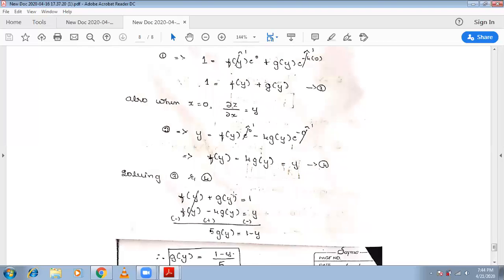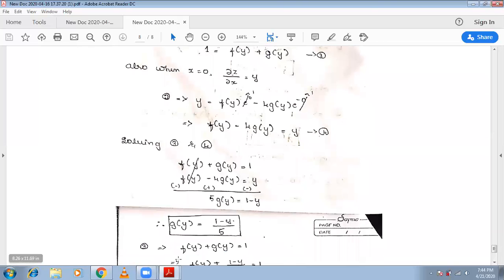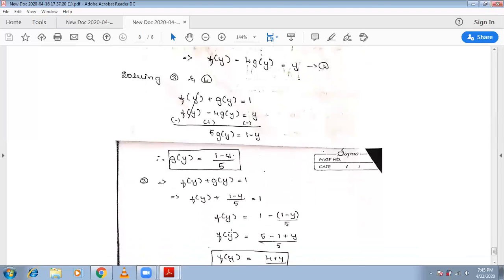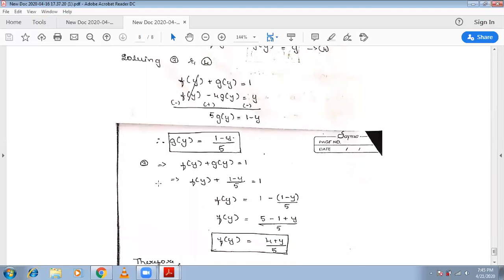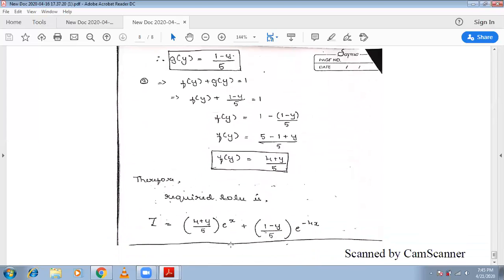Solve 3 and 4. We get 5 g(y) = 1 − y. Here f(y) gets cancelled, f(y) minus f(y), and g(y) plus 4 g(y) becomes 5 g(y), equal to 1 − y. So g(y) value is (1 − y)/5. Put the g(y) value in equation 3. We get f(y) = (4 + y)/5.